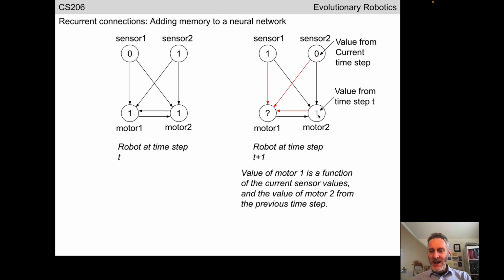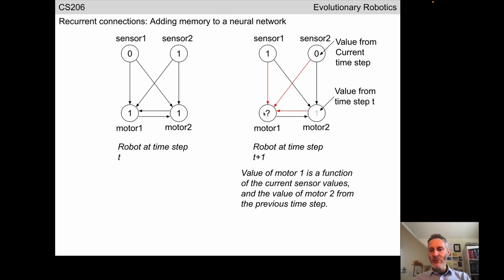At this second time step, we have not yet computed the value of motor 2. So we use the value of motor 2 from the previous time step, which was 1. So 1 times whatever this weight is, plus 0 times whatever this weight is, plus 1 times whatever this synaptic weight is, to set the value of motor 1.